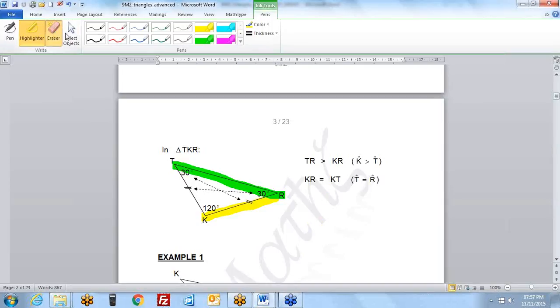And then you also need to take note that KR is equal to KT because the angle opposite KR is 30 degrees and the angle opposite TK is 30 degrees. So both of them have the same size angle, therefore both will be the same size in length. So please take note of the correct way of giving a reason.